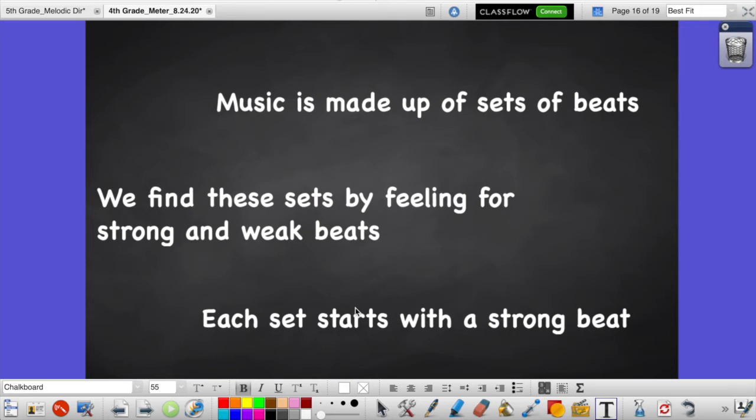We can find these sets by feeling for strong and weak beats. Each set starts with a strong beat. So when you're listening to a song, you can feel whether it has 2 beats in each set, 3 beats in each set, 4 beats in each set, by feeling for those strong and weak beats. And we're going to do a little activity to find them.